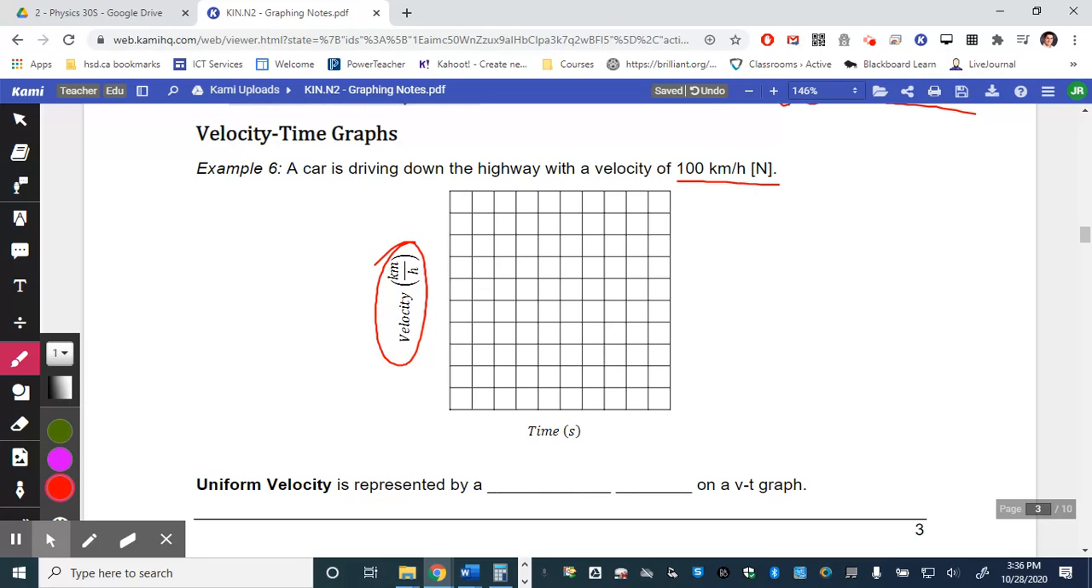How do you draw a velocity time graph? Here's how. I'll show you. Let's set this up so that we go up 3, 4, 5, 6, 7, 8, 9, 10. After 10 seconds, what's going to happen if we're going 100 kilometers an hour? Well, this is a velocity time graph, so let's go up by 20s: 20, 40, 60, 80, 100, 120, 140, 160, 180, 200.